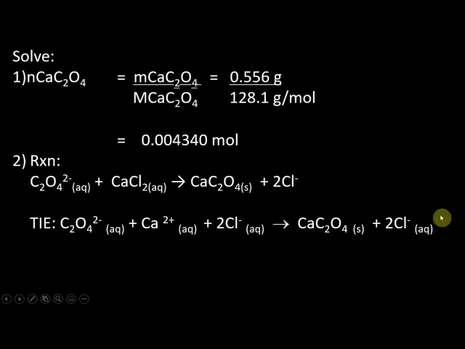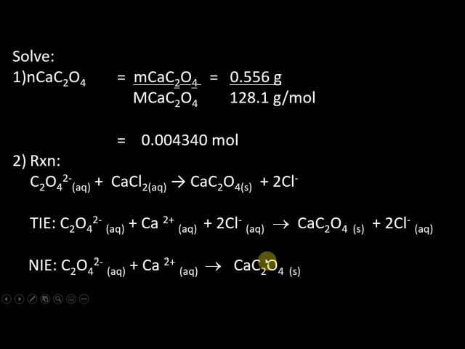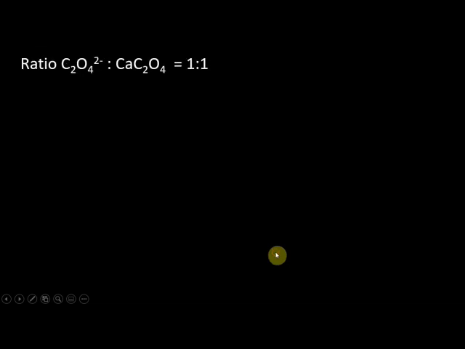So if we take out spectator ions, whatever cation happens to be with the oxalate ions would be a spectator ion as well. So let's say it's sodium ions. Those are all spectator ions. So we ignore those, and we get what we call the net ionic equation. And the net ionic equation is simply the oxalate ions with the calcium ions to give us the precipitate, calcium oxalate.